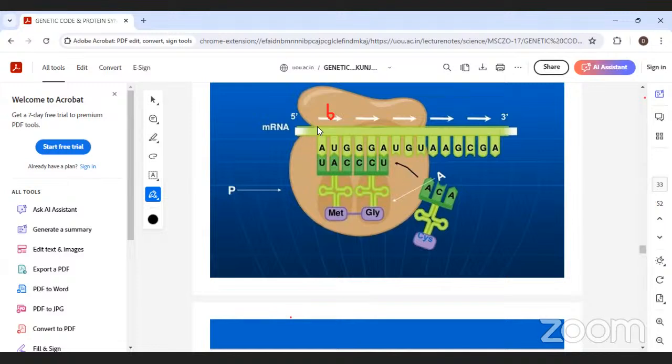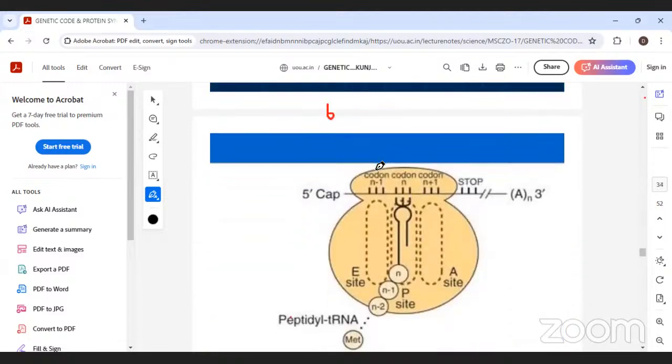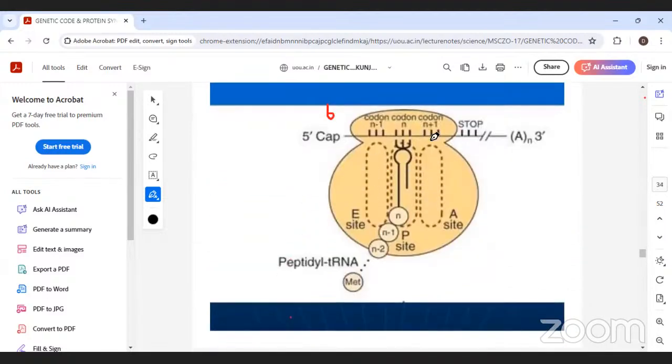The tRNA, you can observe the tRNA. The tRNA of the P site is now deacylated so that the dipeptide is linked to the tRNA of the A site. This is the A site. Now you can observe here. This is the P site. The one above is the A site.